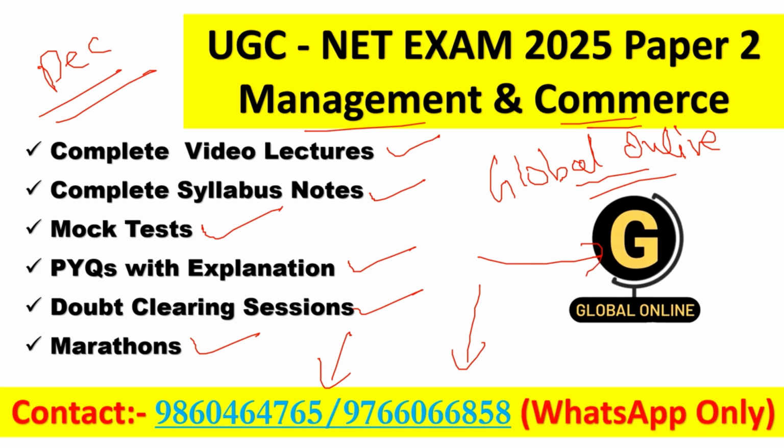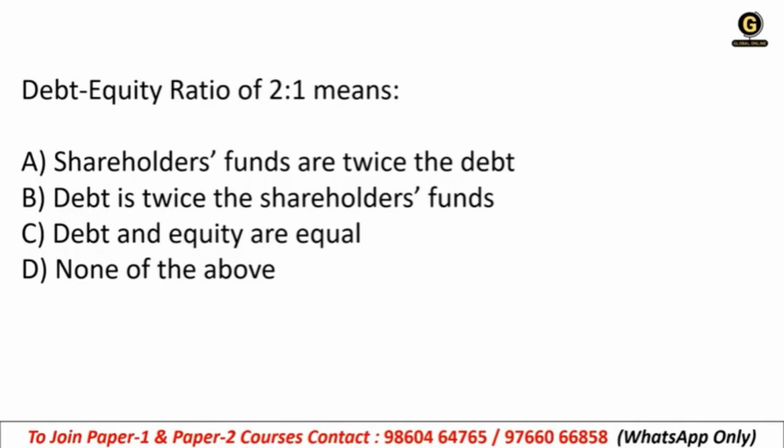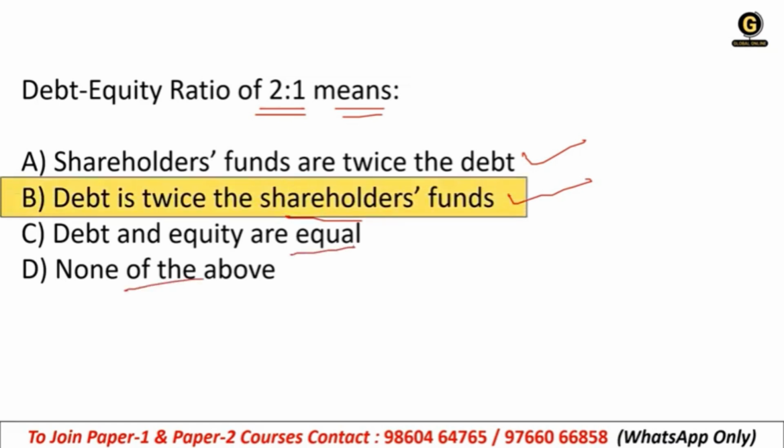So this is your first question. Debt equity ratio of 2:1 means what? We have already covered the debt equity ratio in the previous session: what is debt equity ratio, how it is calculated, what is the formula of this, right? So 2:1 means what? A, shareholders funds are twice the debt. B, debt is twice the shareholders fund. C, debt and equity are equal. Or D, none of the above. So the right answer is option B, debt is twice the shareholders fund.